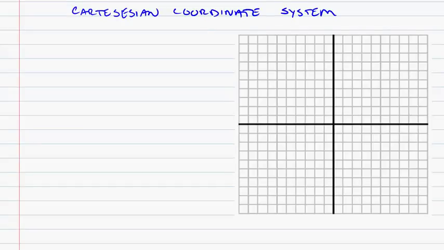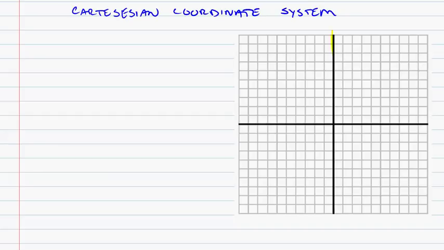In this lesson, we're going to talk about the Cartesian coordinate system, also known as a graph or a Cartesian plane. It's two-dimensional. It's named for René Descartes, who was an early Renaissance man who did a lot of the early work with these. And it's made up of a bunch of different parts.